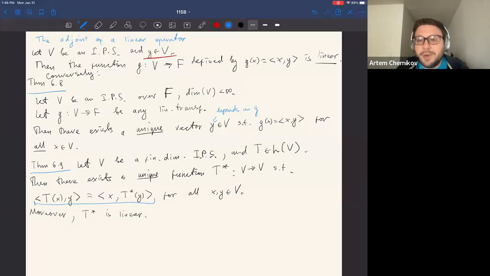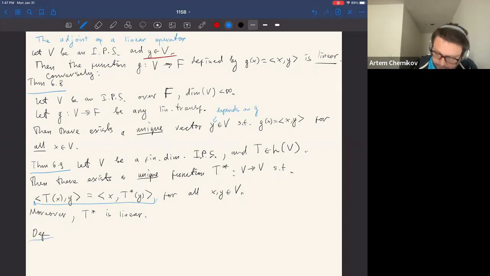So once again, if I'm given any linear operator T like this on a finite dimensional inner product space, then I can find another linear operator T star, which is connected to T via this funny formula. So if I calculate T of X inner product Y, this is the same as X inner product T star of Y. And this holds for all X and Y in V. Okay? And this linear operator T star is called the adjoint of T.